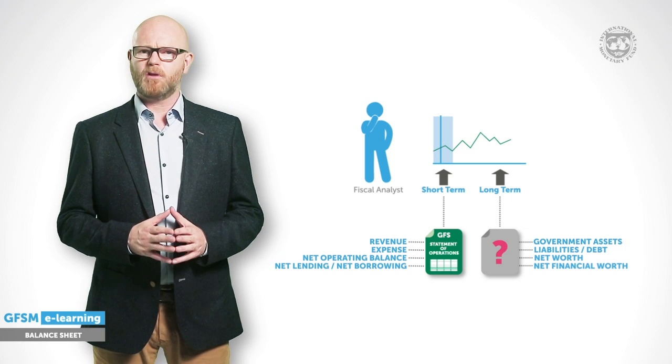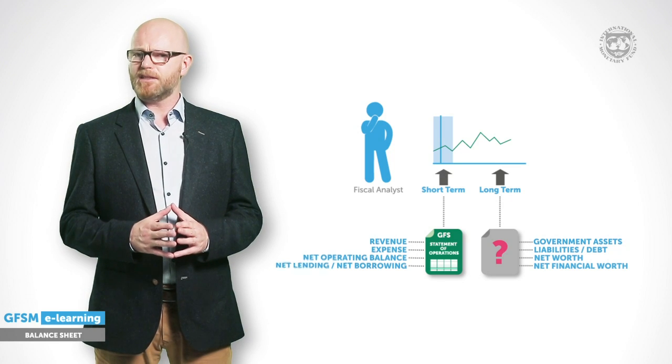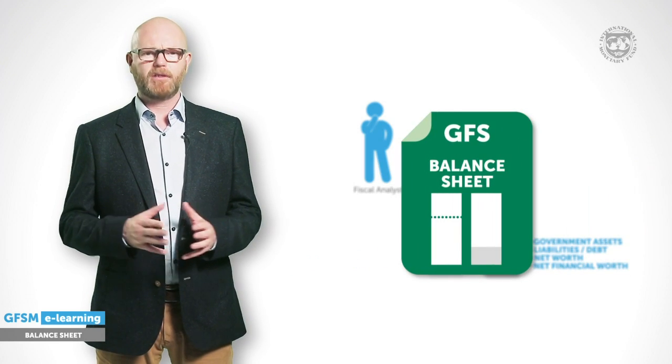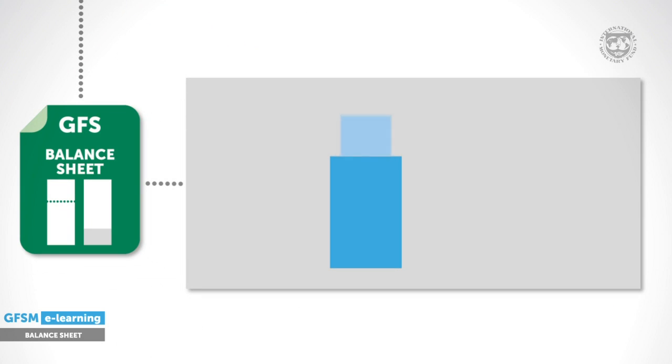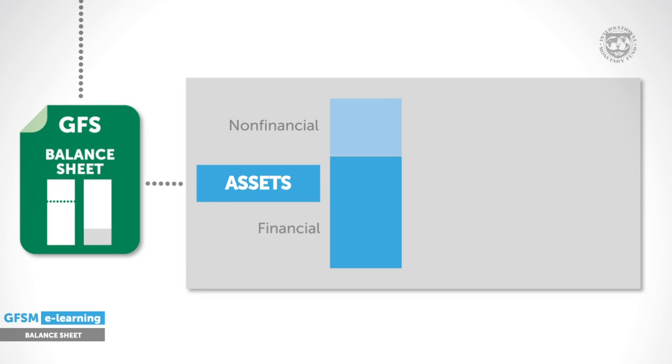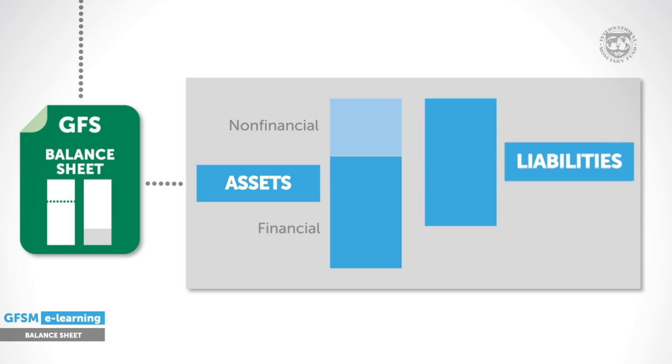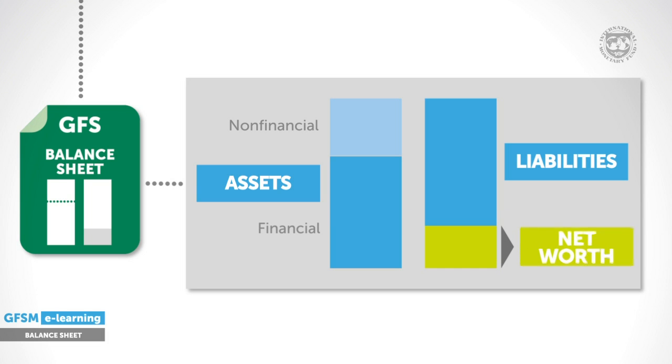Similar to analyzing a corporation, the fiscal analyst starts answering these questions by reviewing the government balance sheet. A balance sheet presents the value of total assets, what the government owns, on the one side, and the value of total liabilities, what the government owes, on the other side. The difference between total assets and total liabilities is called net worth. By analyzing the relation between assets and liabilities, the analyst can gain insights into the long-term fiscal position.